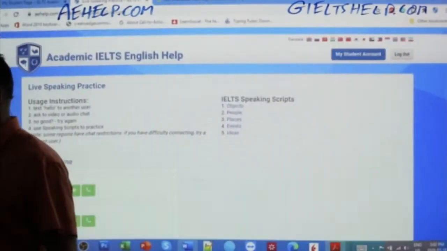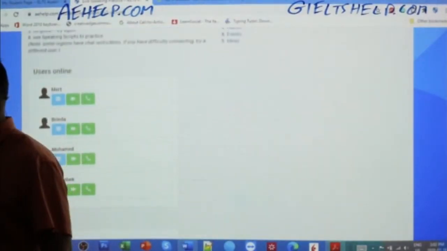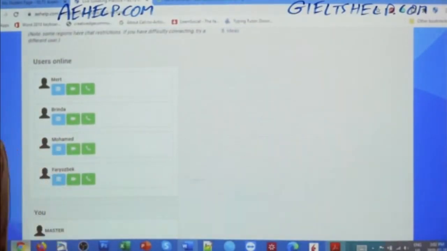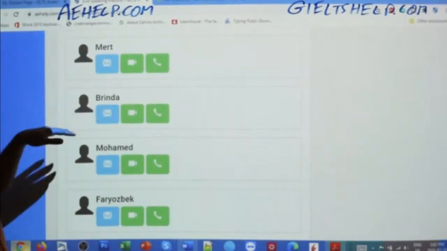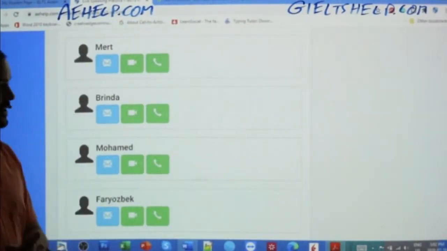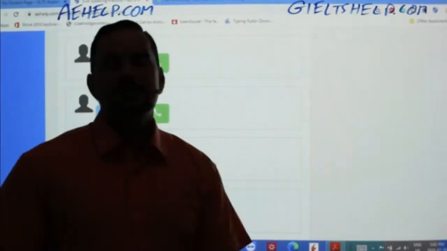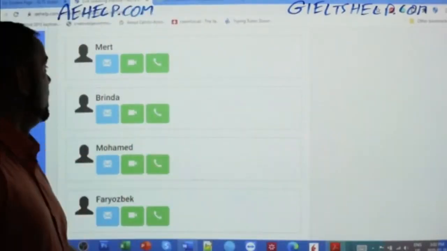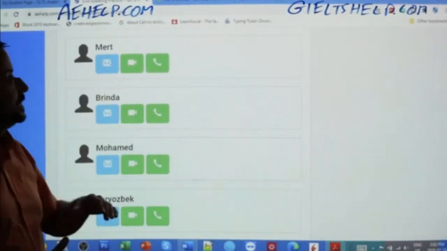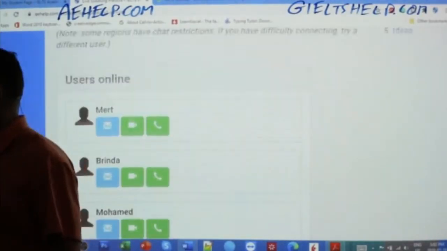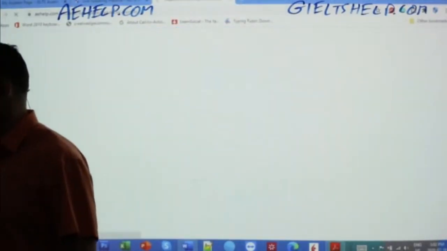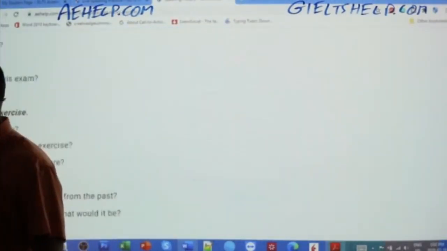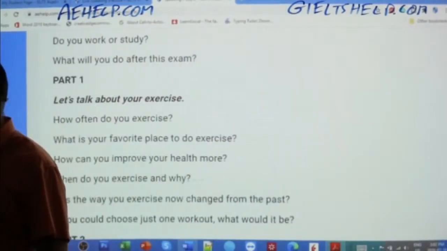And when you click on that, it will open up this page here, and on this page you will find other students. Currently we can see that Mert, Brinda, Mohammed, and Farizo Beck are in here waiting for some other IELTS students to start a conversation with them. You can do chat, video, or audio. And of course, there are IELTS questions that you can use here as well. IELTS speaking scripts. Let's click on people. And then you have lots and lots of questions there.